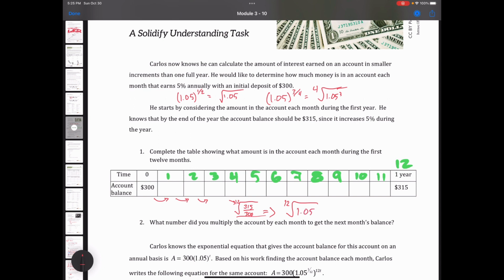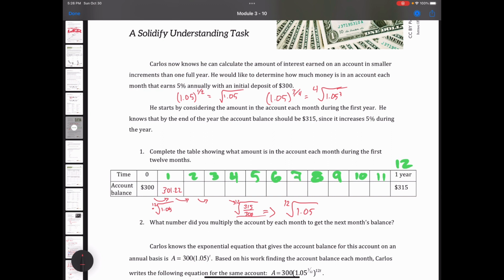It's 1.05. So each time we make a jump, we're going to multiply the previous number by the 12th root of 1.05. For example, I will multiply 300 by the 12th root of 1.05. As we talked about last class, that's about 1.004, but I'm going to use the exact number and multiply that by 300. That should give me $301.22. So every time I'm multiplying by the 12th root of 1.05.